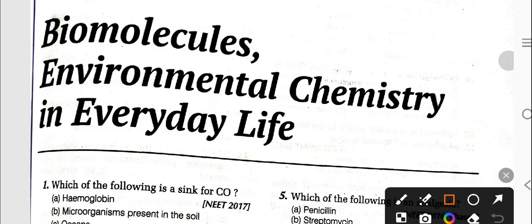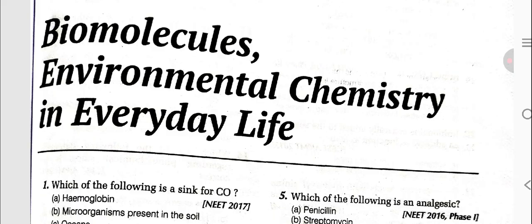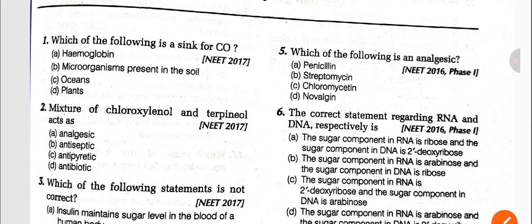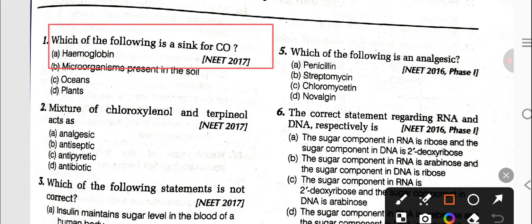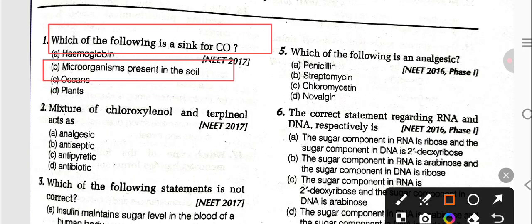Hey, so let us do important MCQs from the biomolecules, environmental chemistry in everyday life. So let us learn together. Question number 1 is, which of the following is a sink for carbon monoxide? So it is option number B, that is microorganism present in the soil. They act as a sink for long term.